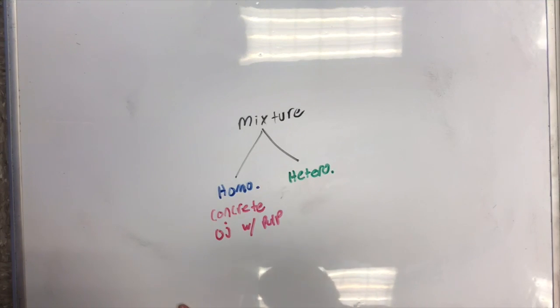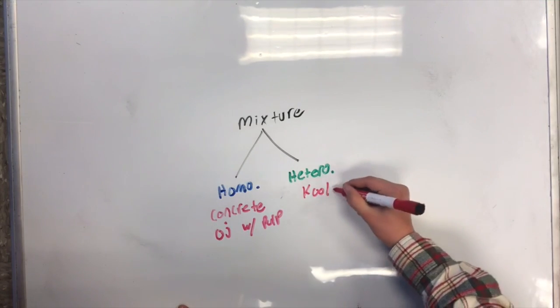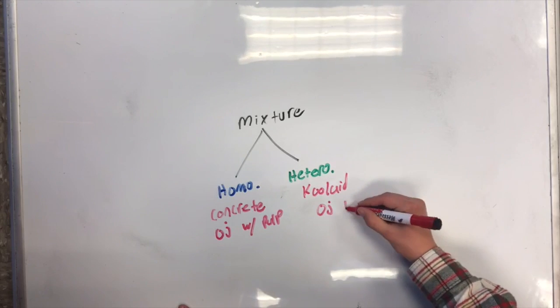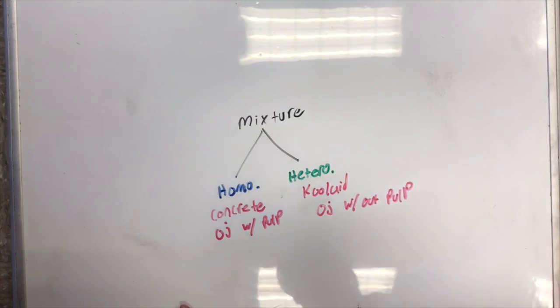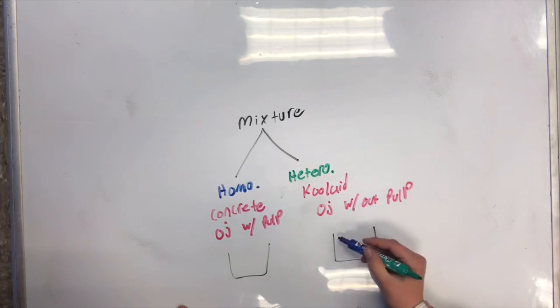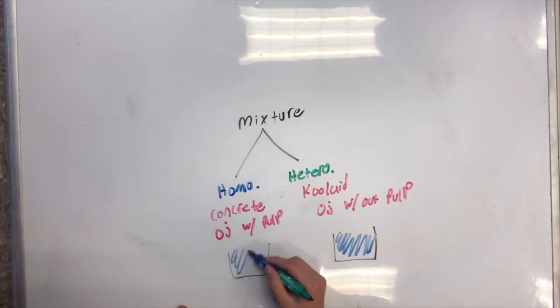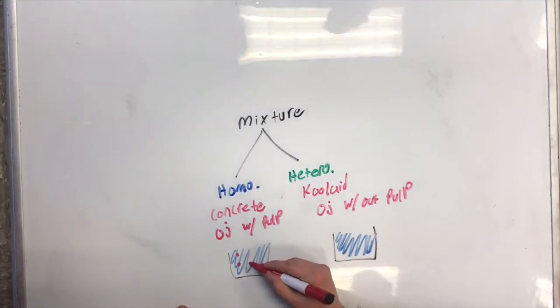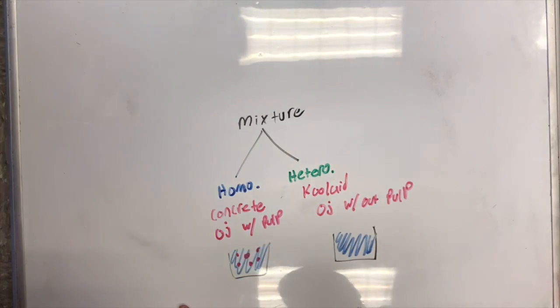Homogeneous refers to a mixture that appears to be the same all the way through. For example, once Kool-Aid is fully dissolved, it seems to be the same substance, but there are actually different parts, which keeps it a mixture. Orange juice without pulp is also homogeneous because it appears to be one single substance.